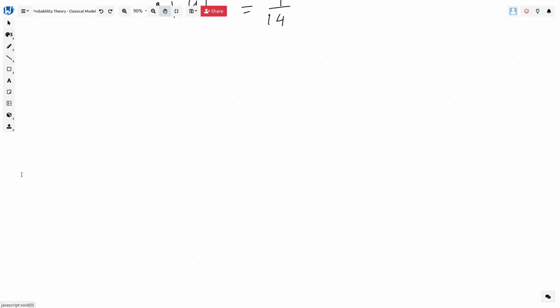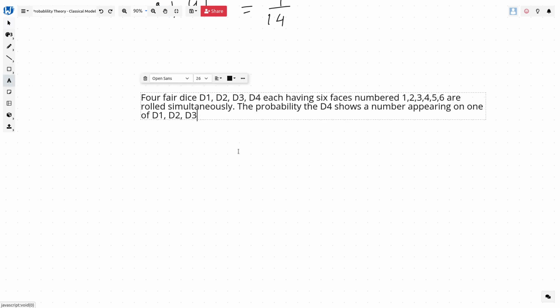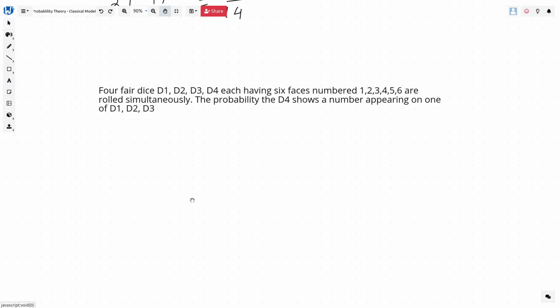So we have this one is done. Okay, now let's take this one example. So we have this case now that four fair dice, D1, D2, D3, D4, each having 6 faces numbered 1, 2, 3, 4, 5, 6 are rolled simultaneously. Find the probability that D4 shows a number appearing on one of D1, D2 or D3, right?